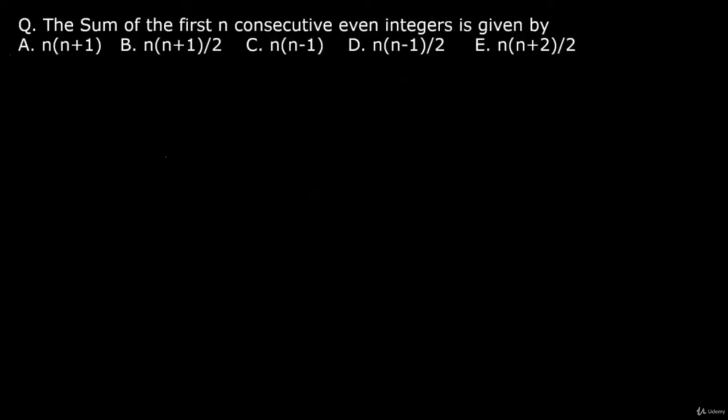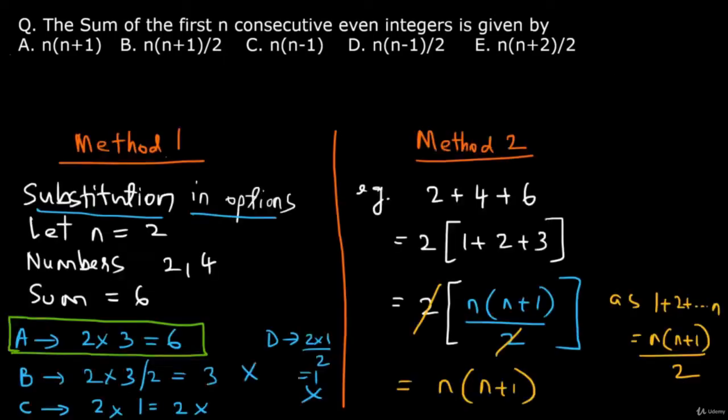The first question says the sum of the first n consecutive even integers is given by, and you need to choose which of these is right. Now I want to discuss two methods to solve this. The first method is using substitution in the options. Say you take n is equal to 2, right? In that case, the first two consecutive even integers are 2 and 4. Now 2 plus 4 is equal to 6. Now check in which option you do not get 6 so that you can eliminate those options.